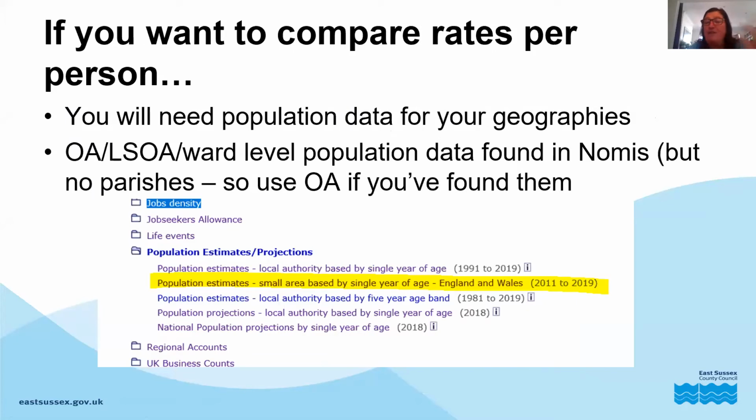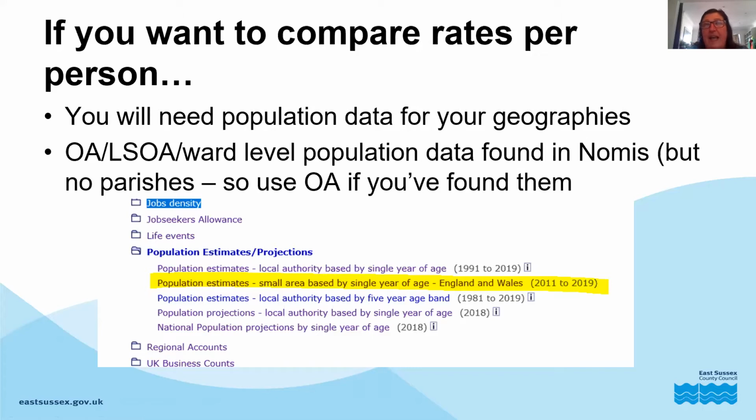So if you decide you want to compare them with population data, go back to NOMIS, and there's actually up-to-date small area, output area level population data available. So if you want to be looking at the latest population data of your area, and you want to look at consumption per person rather than consumption per meter, which is probably a better comparator of whether or not the people in your area are doing well or badly in terms of their energy consumption.